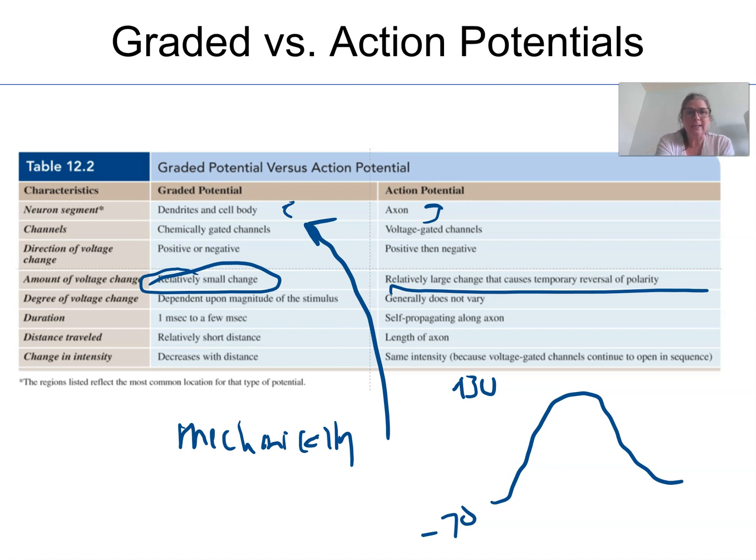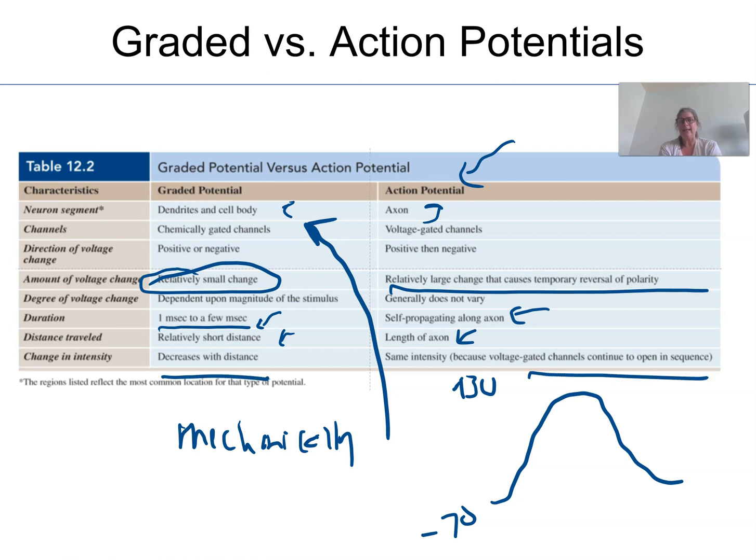The all or none law does not apply. All or none law only applies to the action potential because a graded potential, it's dependent on stimulus strength. The duration is very short. It's much shorter for the graded, where the action potential goes all the way along the axon. The graded potential travels short distances, maybe from a dendrite to an axon, where the action potential goes the whole length of the axon. And then changes in intensity, we know that this is going to decrease with distance, and that this is going to stay the exact same because it follows the all or none law.